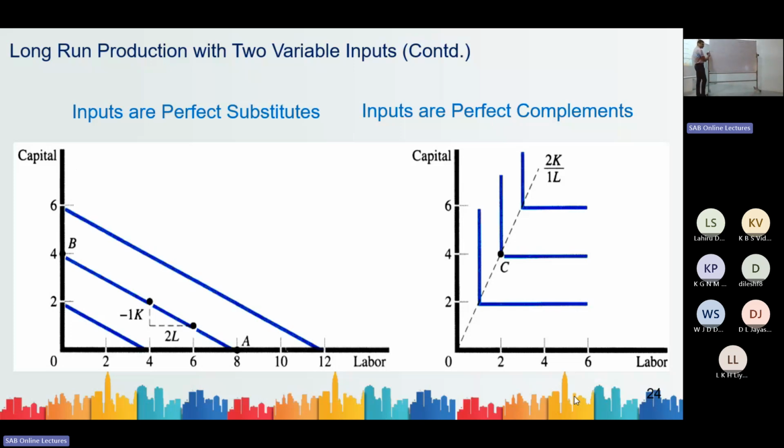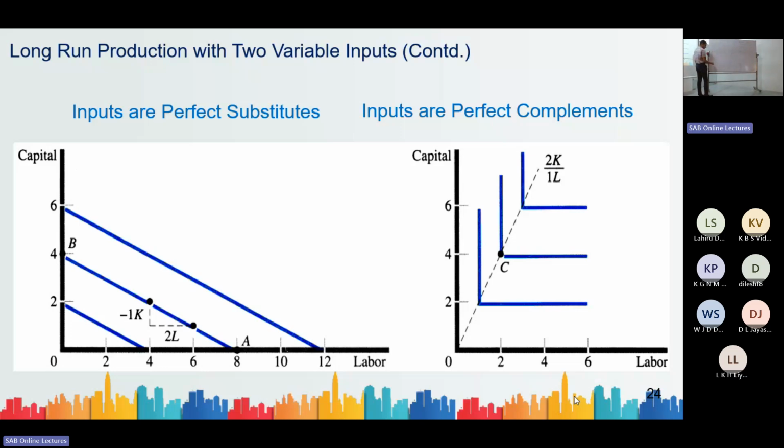Still it's a straight line, but the slope is different. The slope is no longer 1. Here the slope was 1, the marginal rate of technical substitution was 1. But here the marginal rate of technical substitution is not 1. What is the marginal rate of technical substitution here?